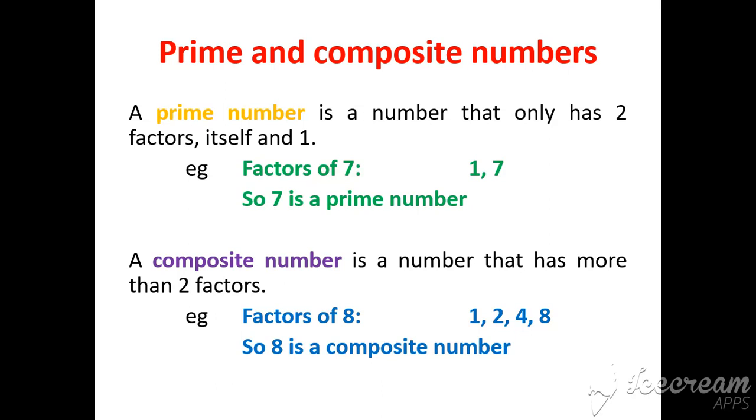Now the other way to look at it is a composite number. A composite number is a number that has more than two factors. So if I gave you the example of the number 8, what are the factors of 8? 1 times 8 and 2 times 4. So there are 4 factors of the number 8. So because it's got more than two factors, it's called a composite number.